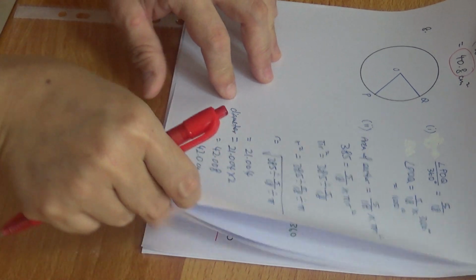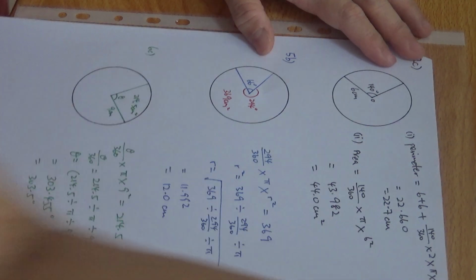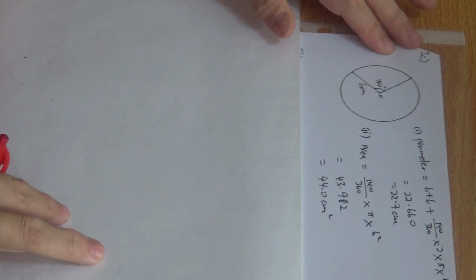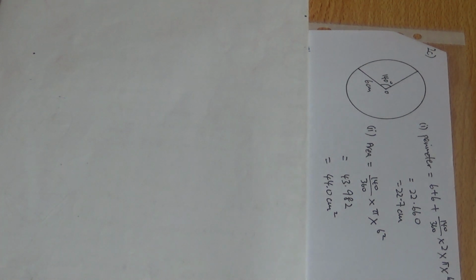Next, I'm moving on to the homework that is given on the foolscap paper. Let's take a look at the homework given on the foolscap paper. Next, we look at question number 2, question 2C.